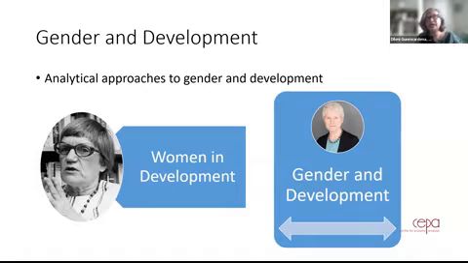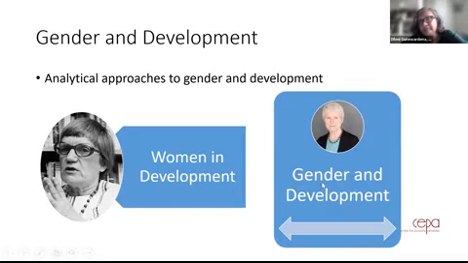So if you were to ask somebody where is gender in your portfolio or in your programs, what are you doing about gender, they will tell you, we have so many programs for women.